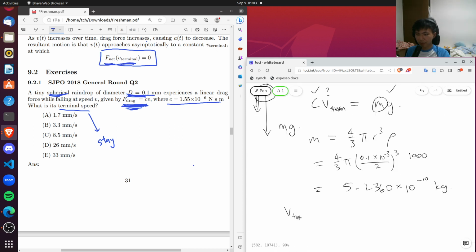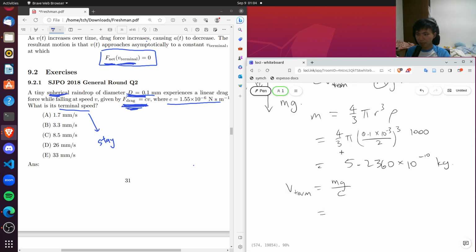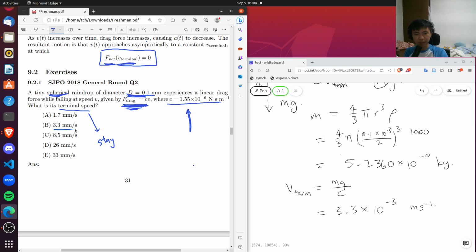So v terminal, we just need to take mg over c. So this m times g, 9.81, over c, and c is given over here, 1.55 times 10 to the minus 6, and we get the answer of 3.3 times 10 to the minus 3 meters per second. We always work in SI units, so the answer is B. So that's how you do this question. Yeah, simple enough.